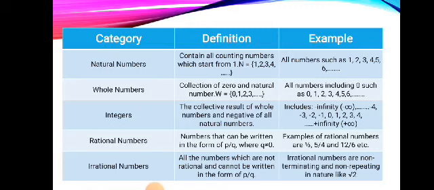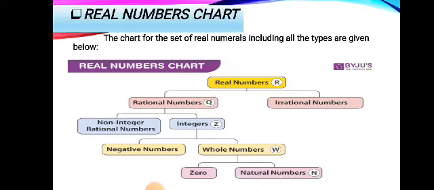Rational numbers: numbers that can be written in the form p over q, where q is not equal to 0. Examples of rational numbers are 1/2, 5/4, 12/6, etc. While irrational numbers are all the numbers which are not rational and cannot be written in the form p over q. Irrational numbers are non-terminating and non-repeating in nature, like the square root of 2.